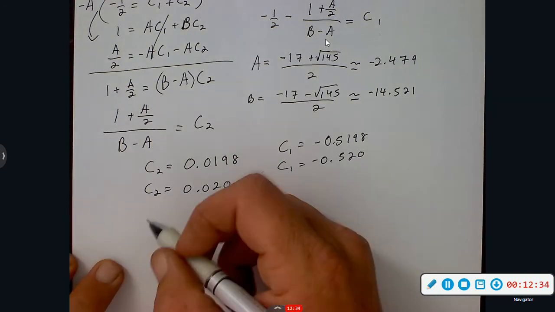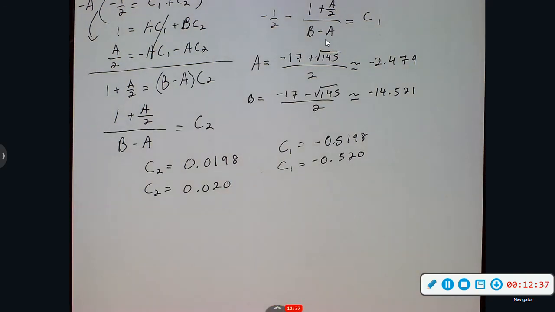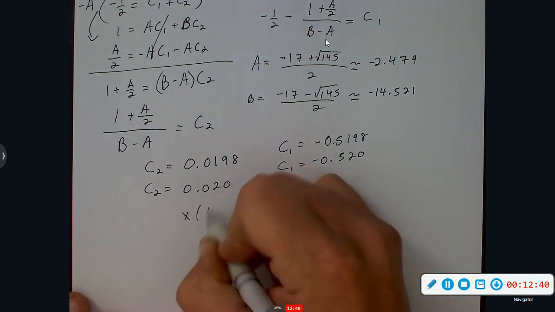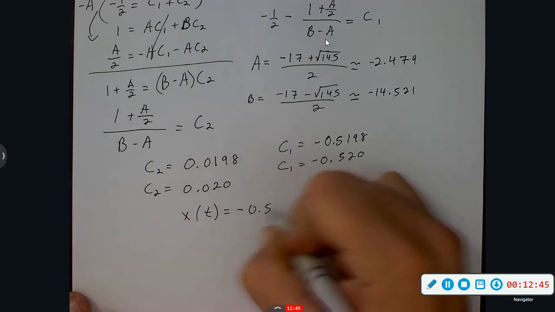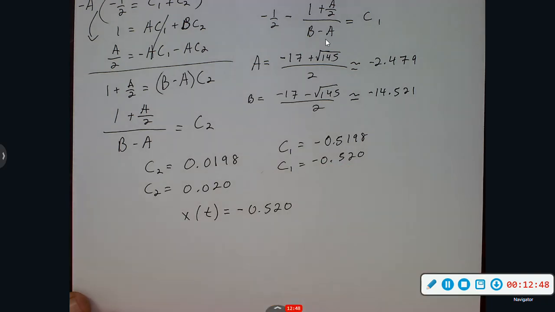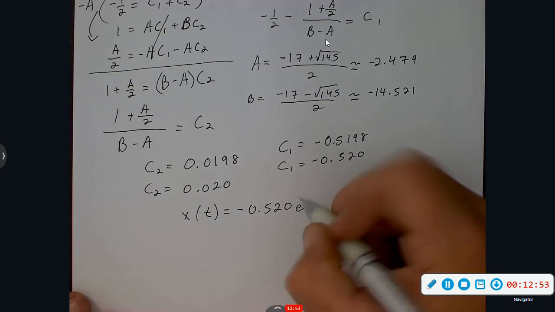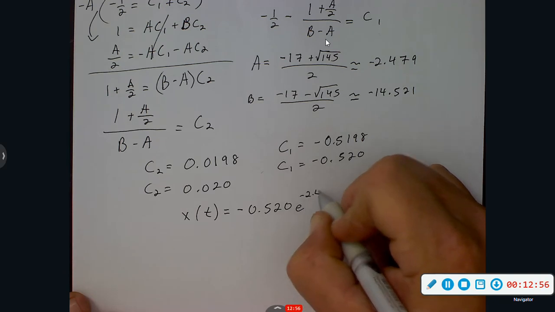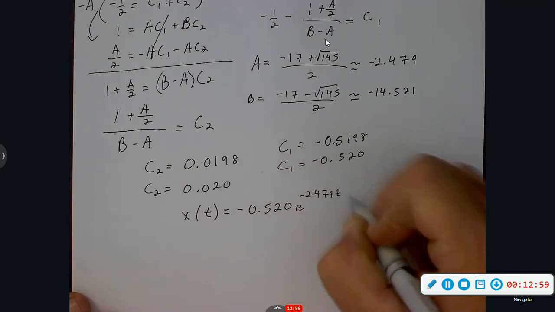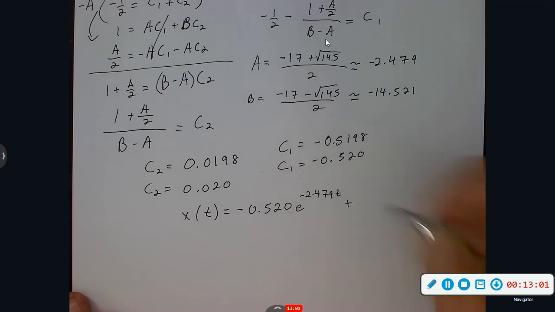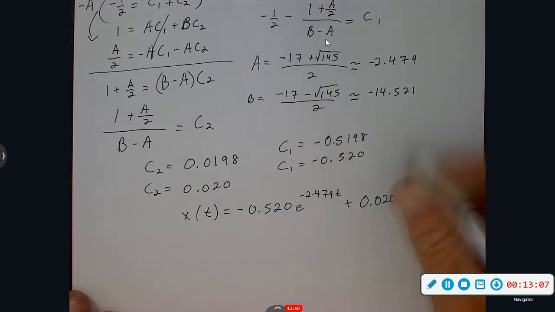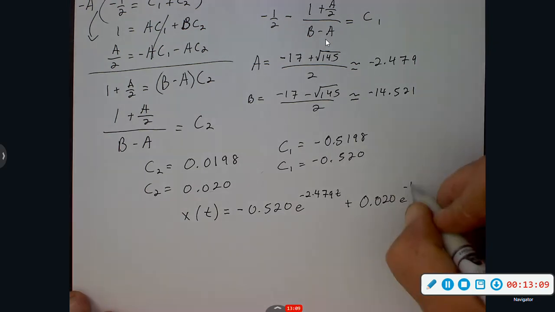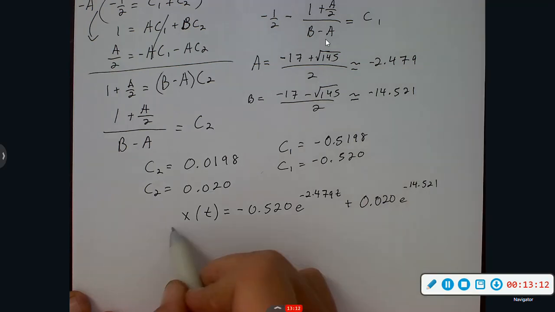Let's write our dang equation here. You ready? C1 e to the A, so it's negative 2.479t, plus C2, which was this guy, 0.020 e to the negative 14.521t. And there's our final answer.